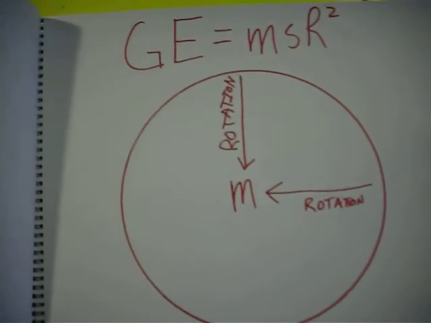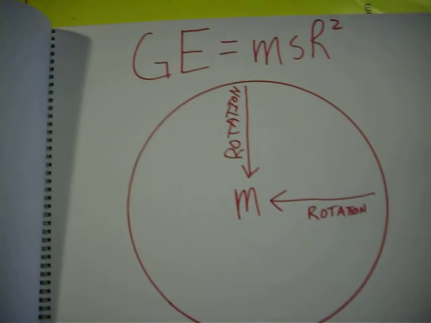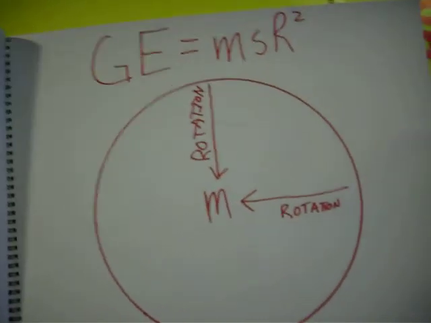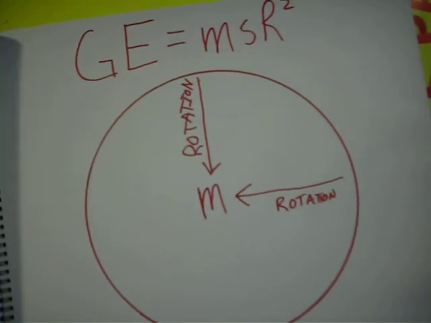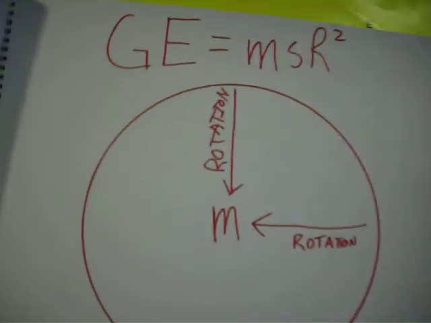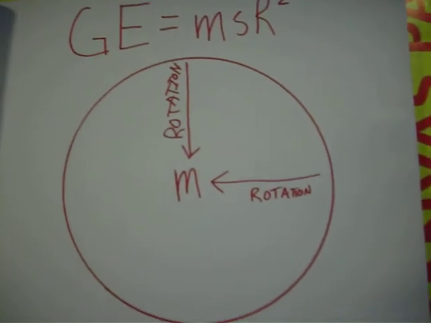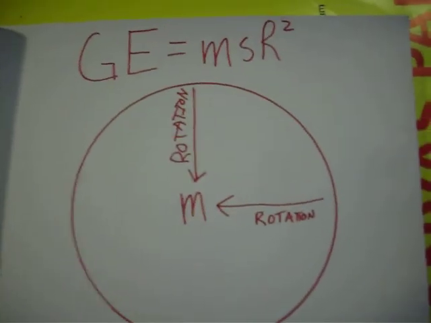So let's see if I covered everything. Yeah, it looks like it. So once again, just visualizing a star imploding. The mass times the speed of rotation squared is the gravitational energy equivalent. So let me move on here.